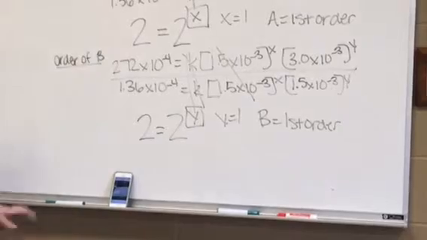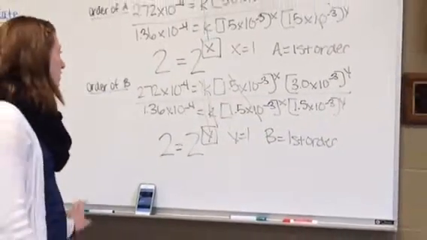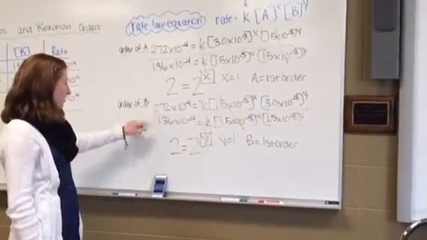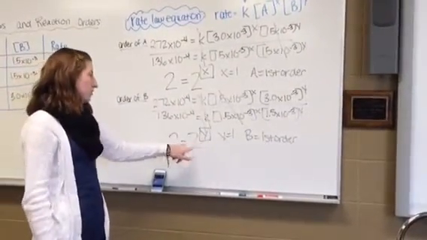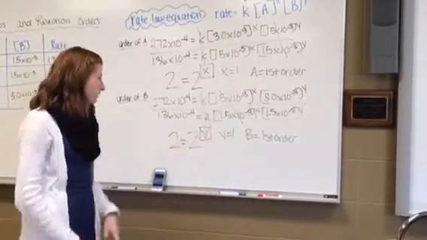In order for you to get a second order reaction, you would have to have this be double this, where 2 to the Y would equal 4. So then it'd be squared, so it'd be second order.